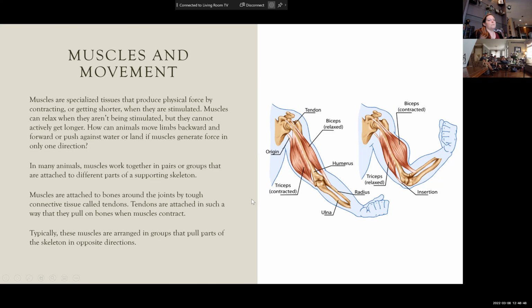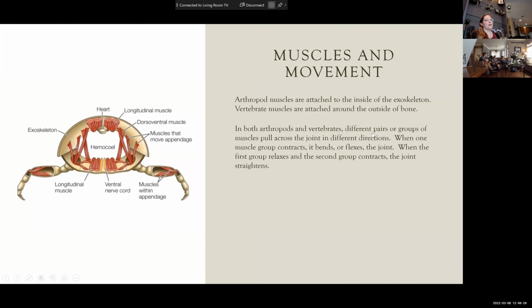So muscles and movement. Muscles are specialized tissues that produce physical force by contracting, or getting shorter, when they're stimulated. They can relax when they aren't stimulated. Remember I told you, stick a needle, bend, relax. That was so fun. So they can move limbs backward and forward. They can push against water, land, air. Many animal muscles work together in pairs, and they're attached to bones around the joints. You can see here's the joint, and here's the joint. But where does this muscle tendon connect? On the opposite side of the joint, because it needs to pull this part up. When we get more into muscles and bones, we'll look at that some more, but it's pretty cool.